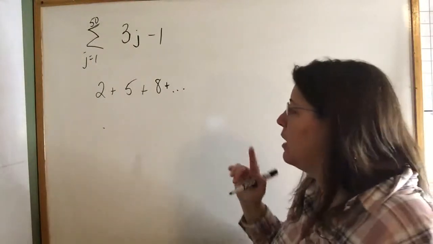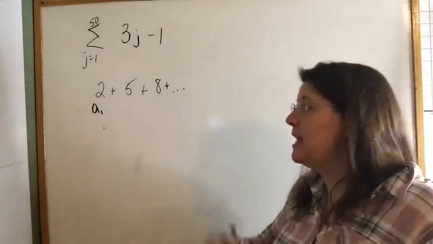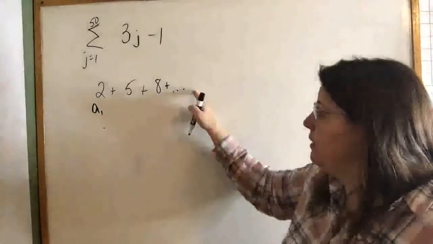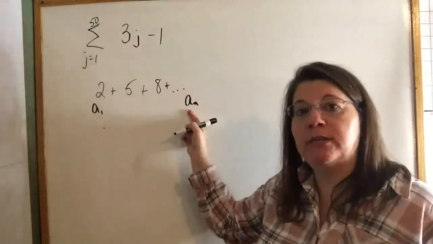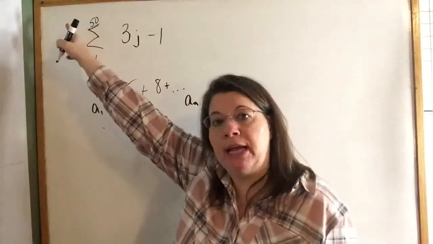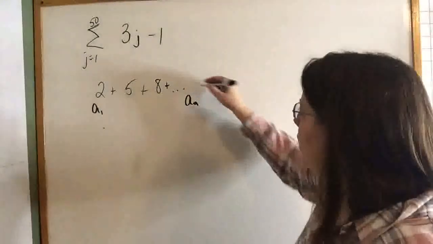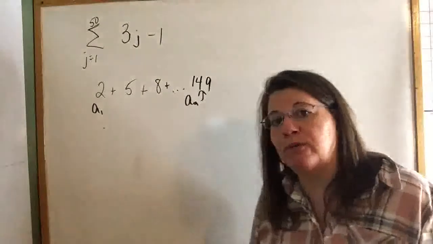Okay? Now, so what we can use here is our first term, a sub 1, is 2. The next thing I need to find so that I can use my summation formula is the a sub n term. Well, my a sub n term is going to be what I get when I plug that top number in. So if I plug 50 in, 3 times 50 is 150, minus 1 is 149. So my a sub n number is 149.